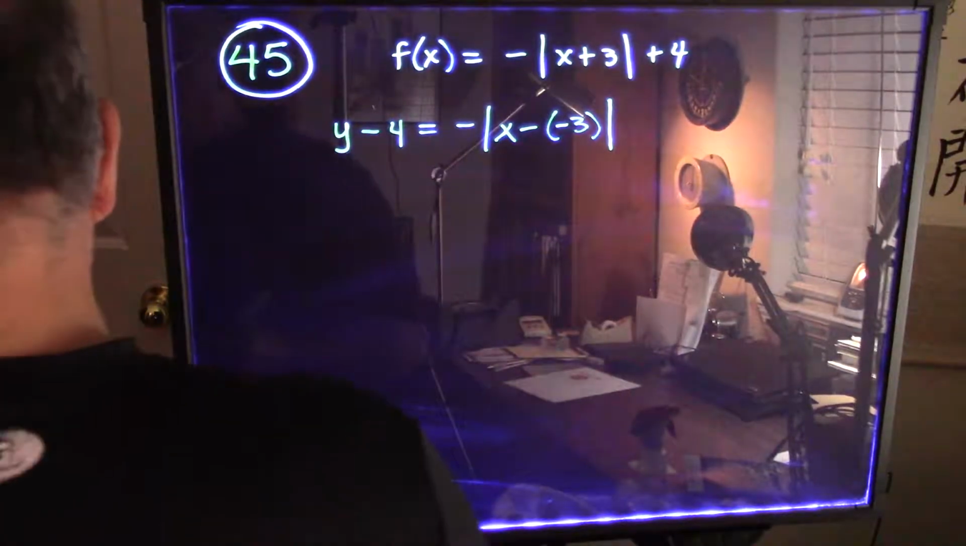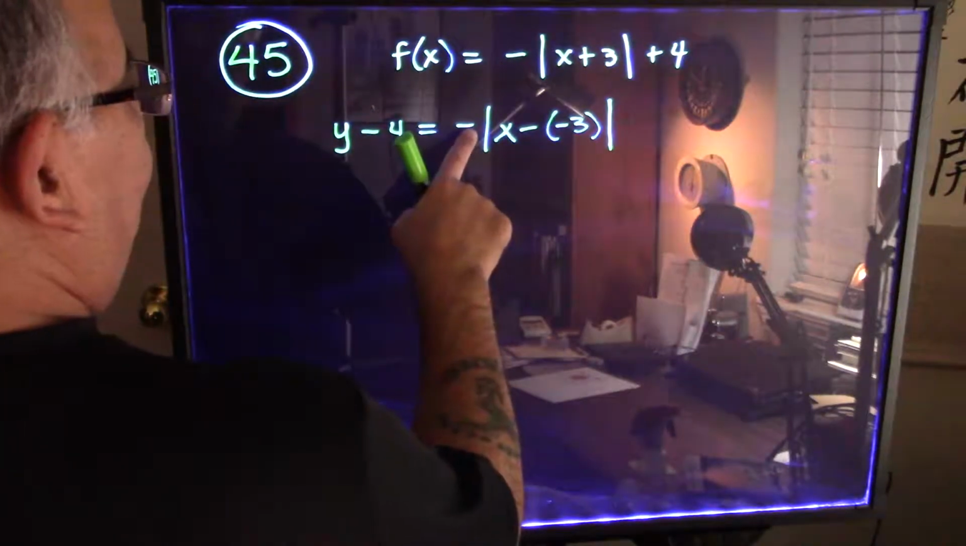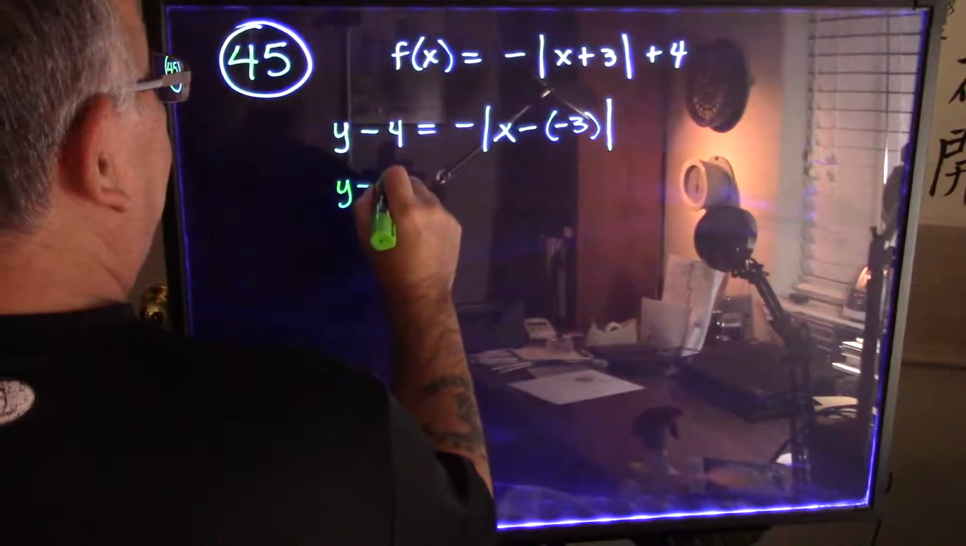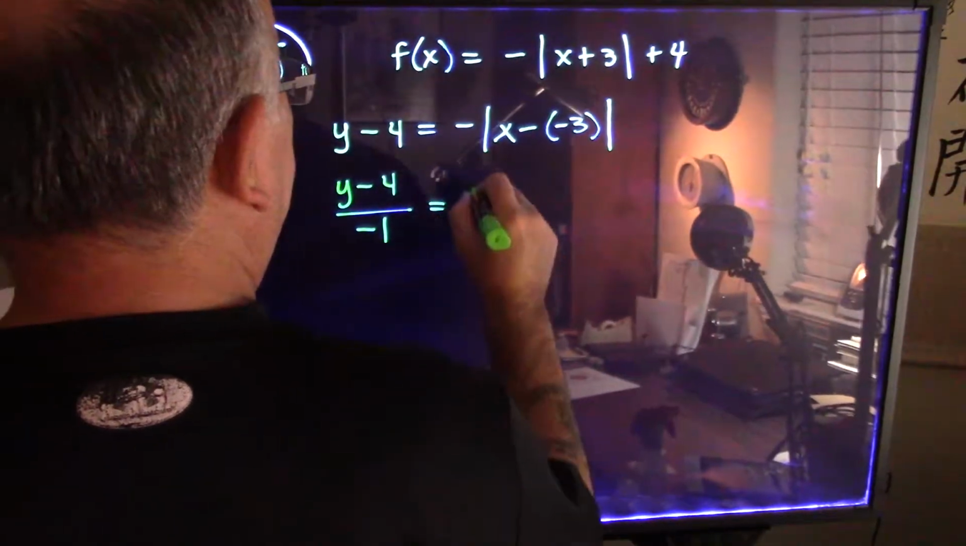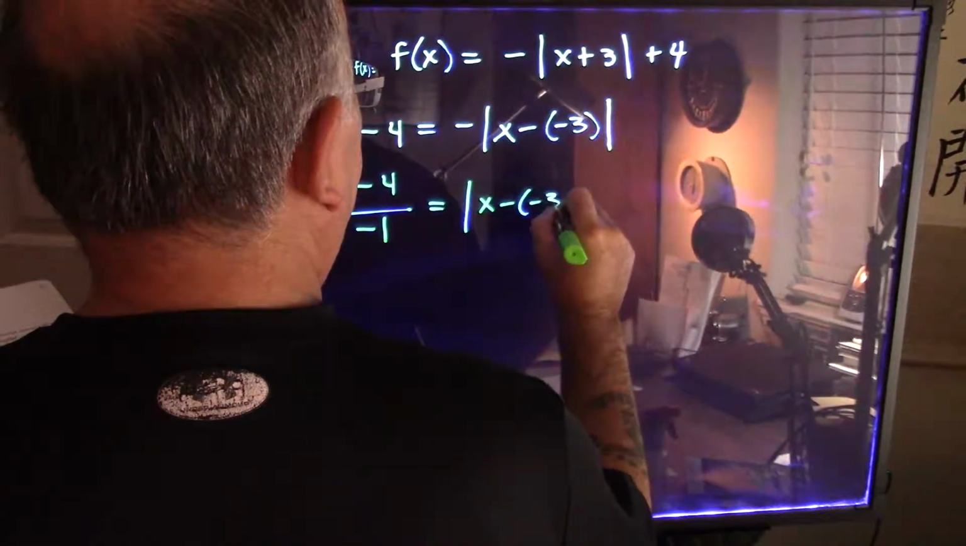Alright. So divide both sides by negative 1 to get rid of that negative in front there. Y minus 4 over negative 1 equals absolute value of x minus negative 3.